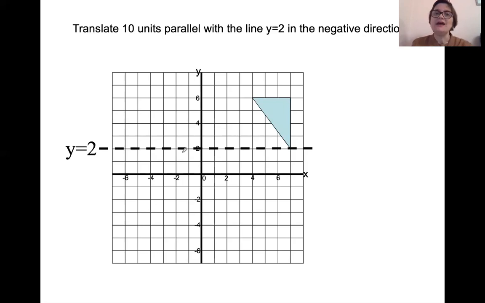And you have to translate 10 units in the negative direction, which means to the left. So there you go, 10 units. Let's count. 1, 2, 3, 4, 5, 6, 7, 8, 9, 10. So this is where this point is going to appear. And the next one is going to be right here. Sometimes without even counting, because you know it's going to be 3 less to the right of the first one. And this point here is going to appear again 1, 2, 3, 4, 5, 6, 7, 8, 9, 10, right there.